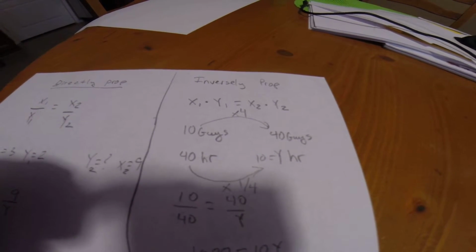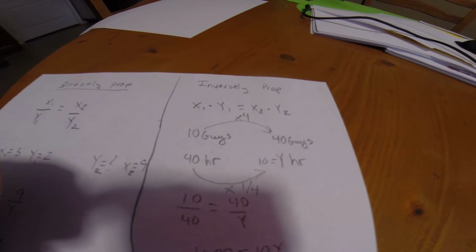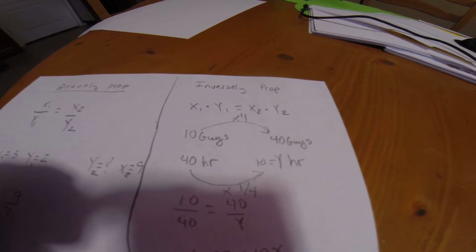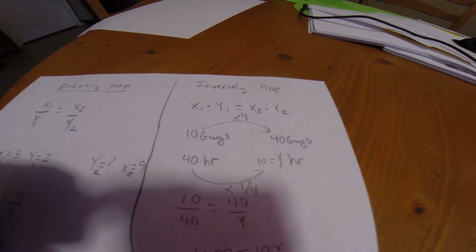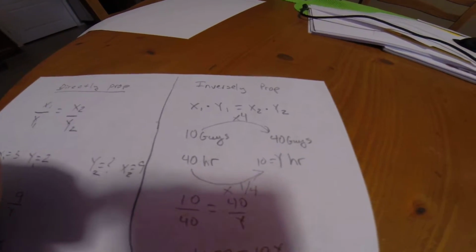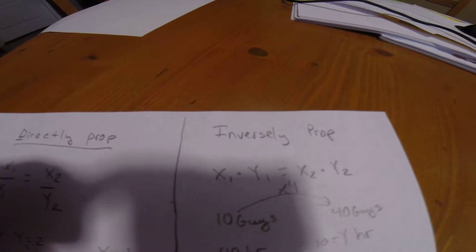So notice that this is kind of important here. If we talk about proportions, proportions doesn't necessarily mean that it's going to be direct. It could also be inverse. On the TSI, generally speaking, I think they'll state directly or inversely. But in general, you can have a direct or an inverse proportion.